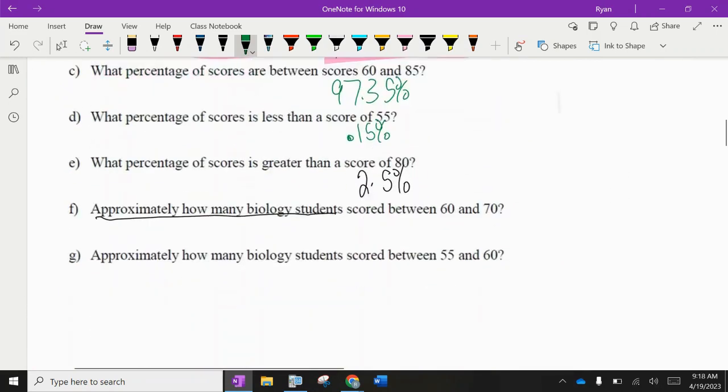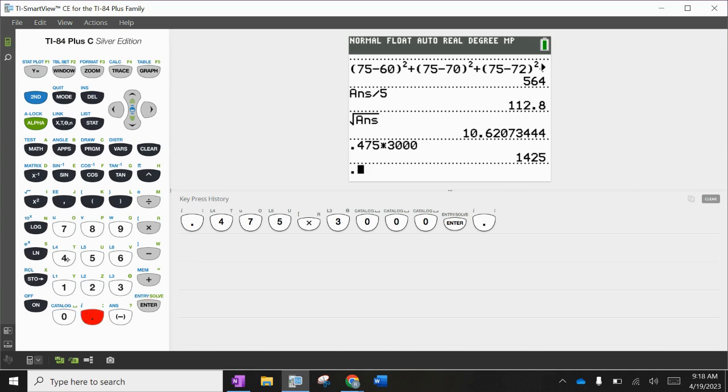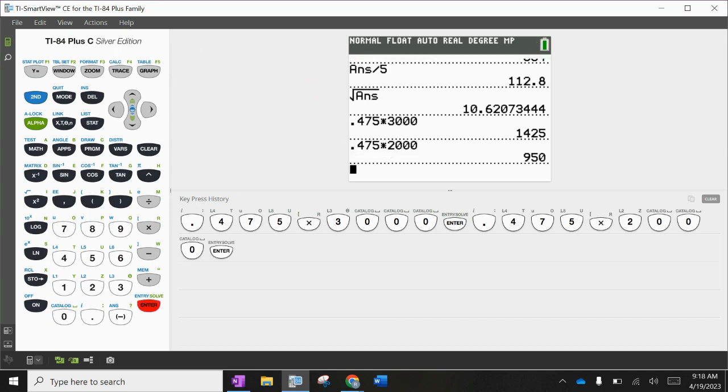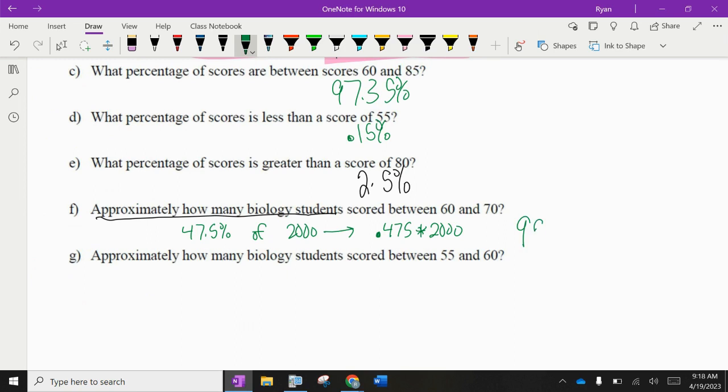So we want to know what is 47.5% of the 2,000 students. On my calculator, I have to change that into a decimal, 0.475 times 2,000. 950, so 950 students. It's not a percent. There are 950 students then who scored between a 60 and a 70.